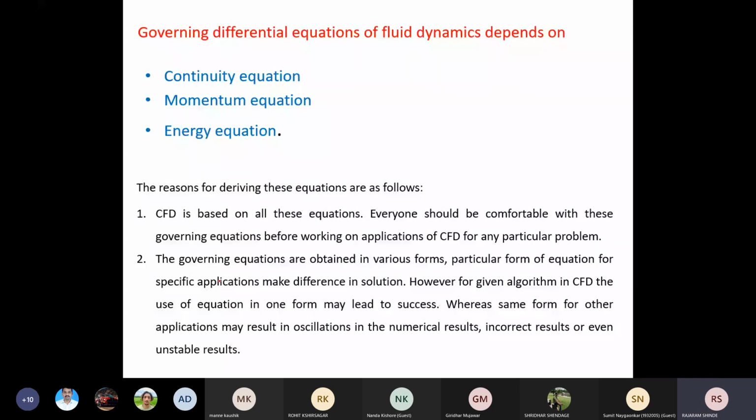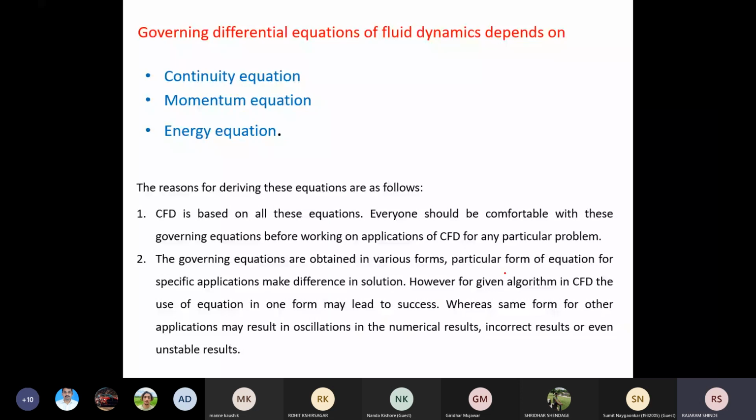Now why should you be familiar with these equations? That reason I have written here. The governing equations are obtained in various forms. Various forms means what? That is in the integral form, or in the differential form, or in conservative form, or in non-conservative form. Okay. These are the different forms of equations, and I will derive all these forms for all these equations. Okay. Now the particular form of the equations for specific applications makes a difference in the solution, okay.